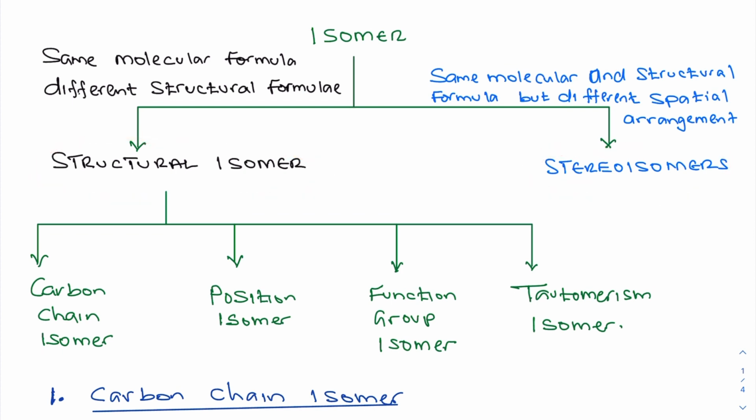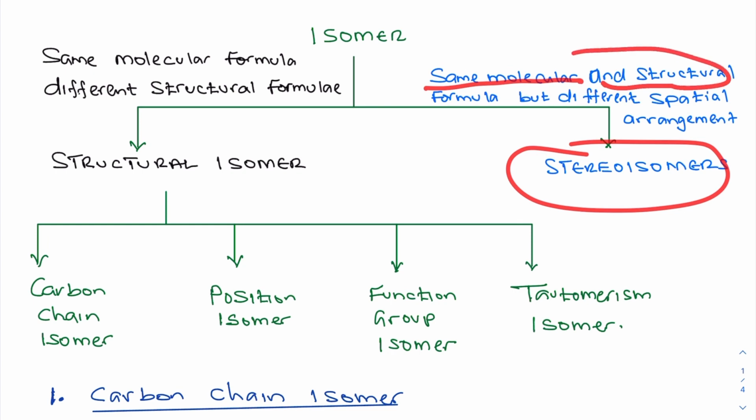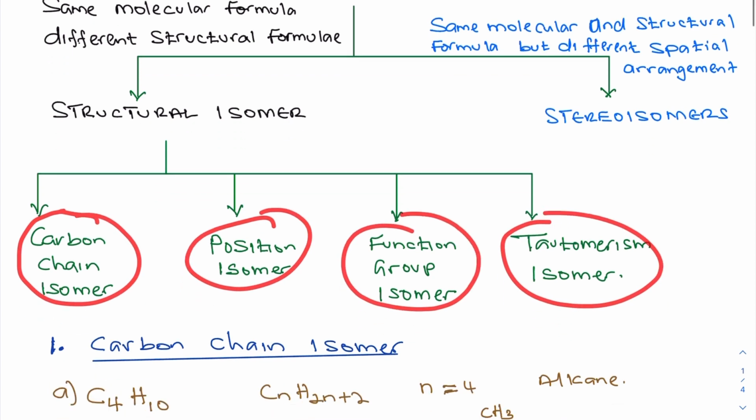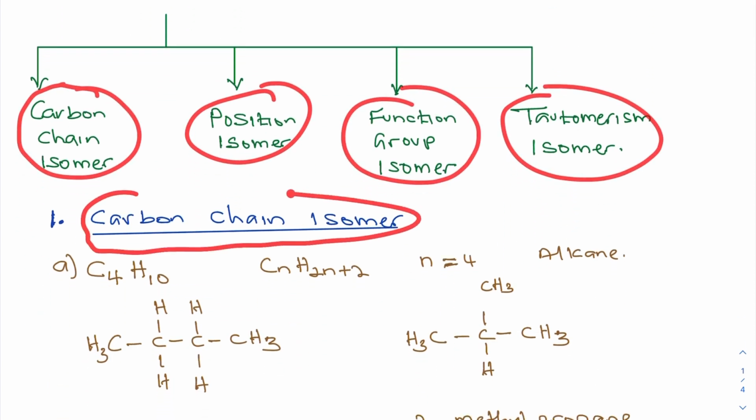To summarize, we have isomers, and there are 2 types of isomers: structural isomers and stereoisomers. Structural isomers have the same molecular formula but different structural formulae. Stereoisomers have the same molecular and structural formula, but different spatial arrangement. But today we're focusing on structural isomers. There are 4 different types of structural isomers. The first one is carbon chain isomers.